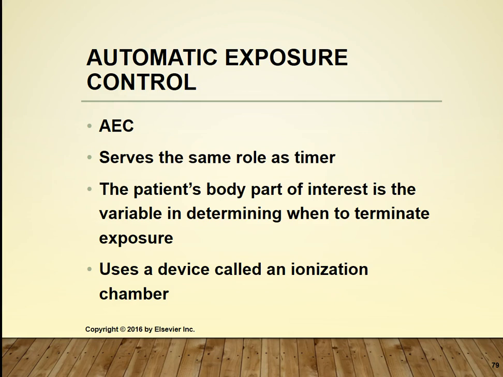That is a device called the ionization chamber. That ionization chamber is a radiolucent device that's placed between the patient and the image receptor. When the X-rays interact with this chamber, its atoms are ionized, creating an electric charge. That charge becomes a signal that terminates the exposure. The AEC can be adjusted so that more or less of a charge is needed before it terminates.